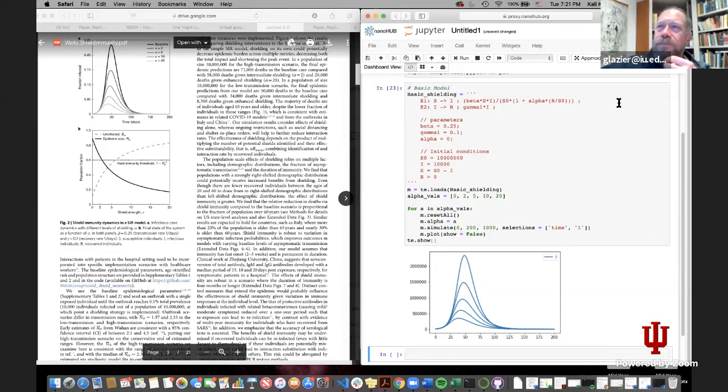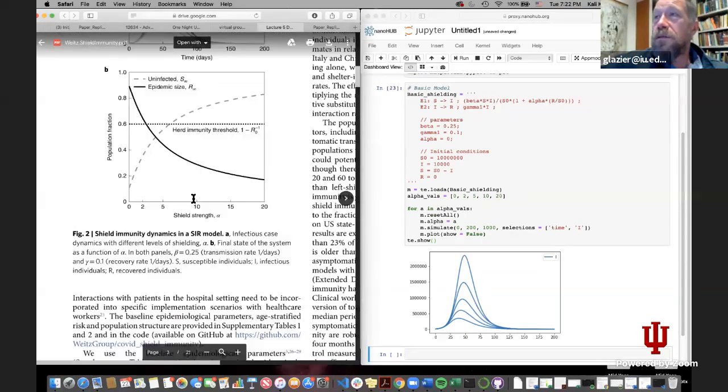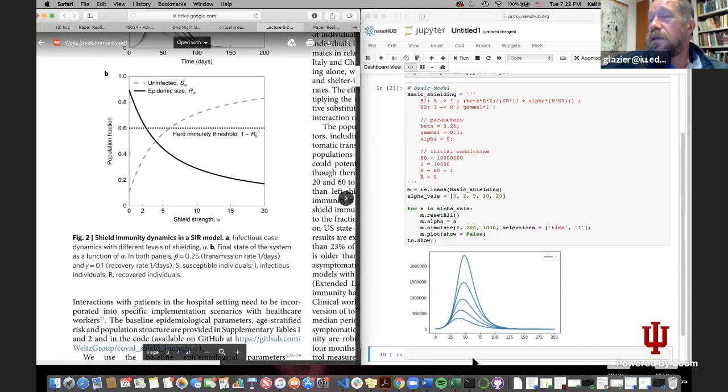Good. Okay, so now what they did was they looked at the shield strength and the herd immunity threshold. And so how would that one work? That would be the epidemic size. So if you wanted to generate 2B, what you would have to do is find the maximum epidemic size, which is actually R infinity. So instead of plotting I, let's plot R. R at the end in your plot.